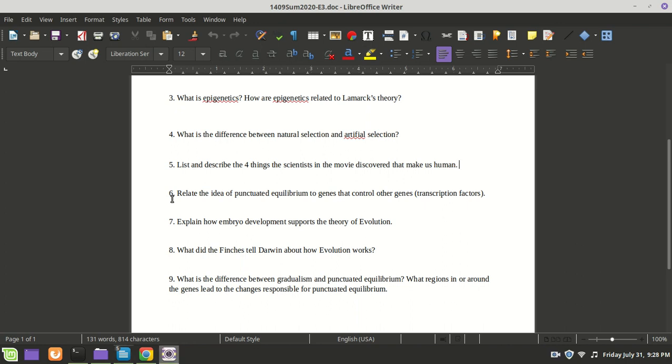genes. In the movie, they call these boss genes. We call them transcription factors. And I talk quite a bit about this at one point when I do the video on punctuated equilibrium. You should be able to go to that video and pull out the answers from that one.